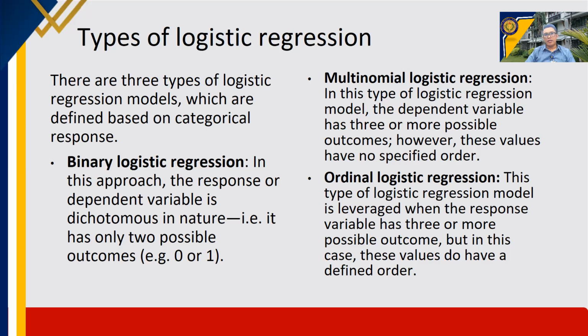Another one is the ordinal logistic regression. This type of logistic regression model is leveraged when the response variable has three or more possible outcomes, but in this case, these values do have a defined order. Examples of ordinal response include grading scales from A to F or rating scales from 1 to 5. So in this case, we use ordinal logistic regression.